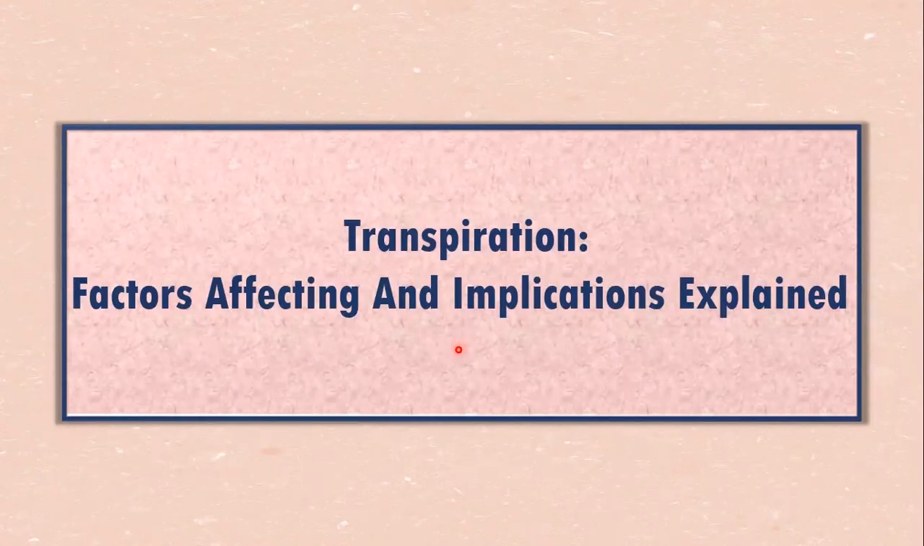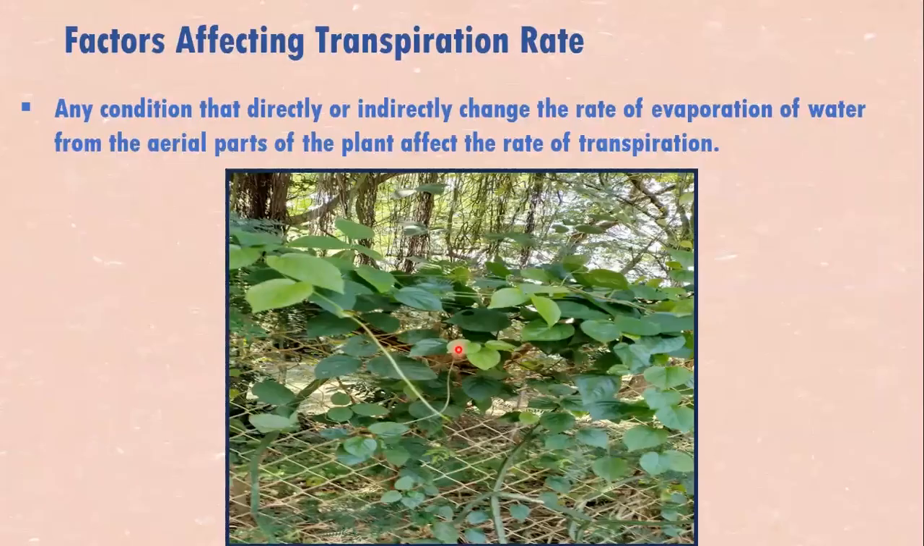In this lesson, we are discussing transpiration, specifically factors affecting transpiration and the implications. These plants are growing in their environment and all the aerial parts are continuously losing water vapor, diffusing out, and that is transpiration. So any factor in this environment that will increase the rate at which water vapor moves out of these aerial parts, the leaves, the stem, the trunks of these trees, affects the rate of transpiration.